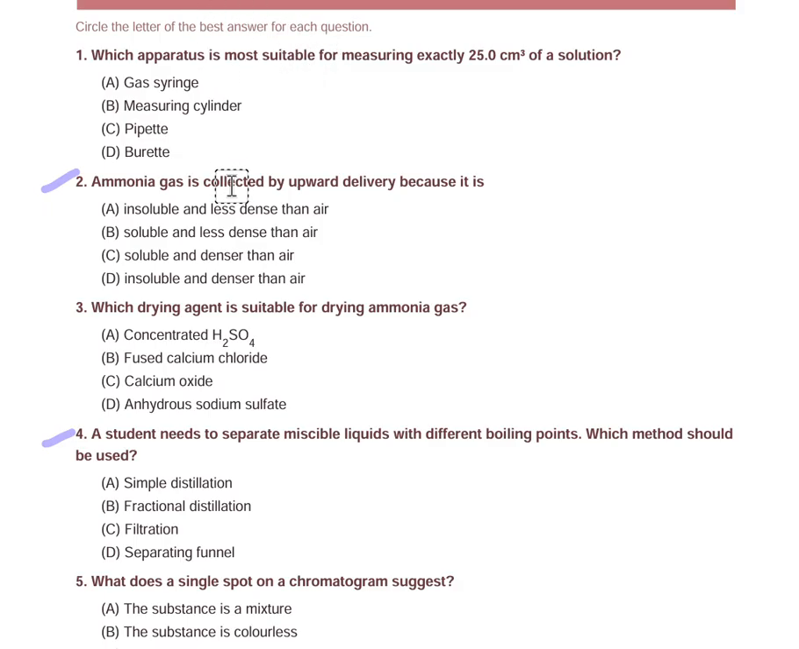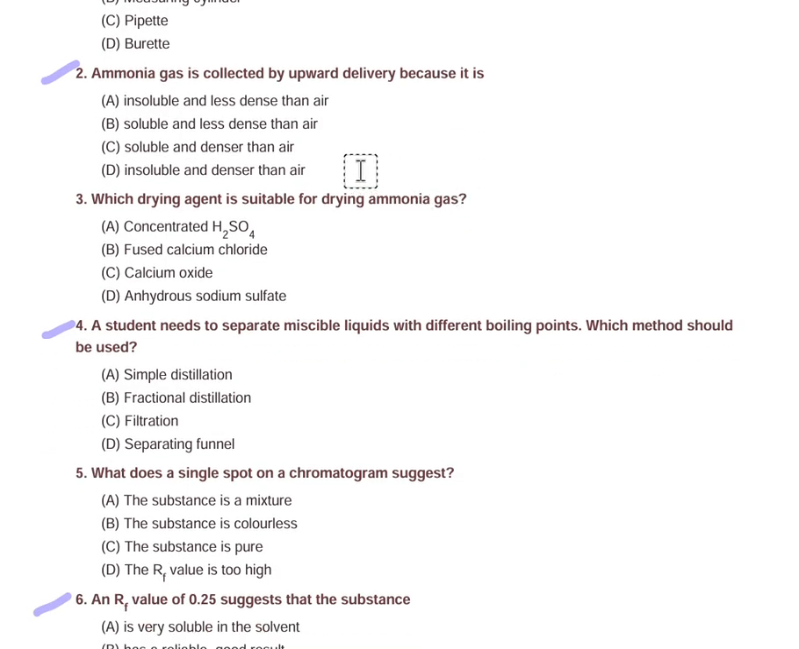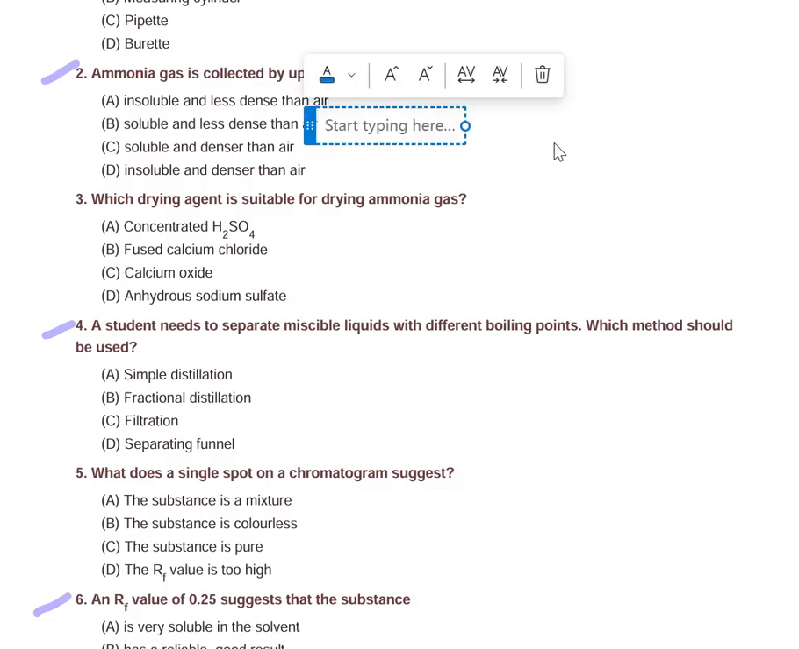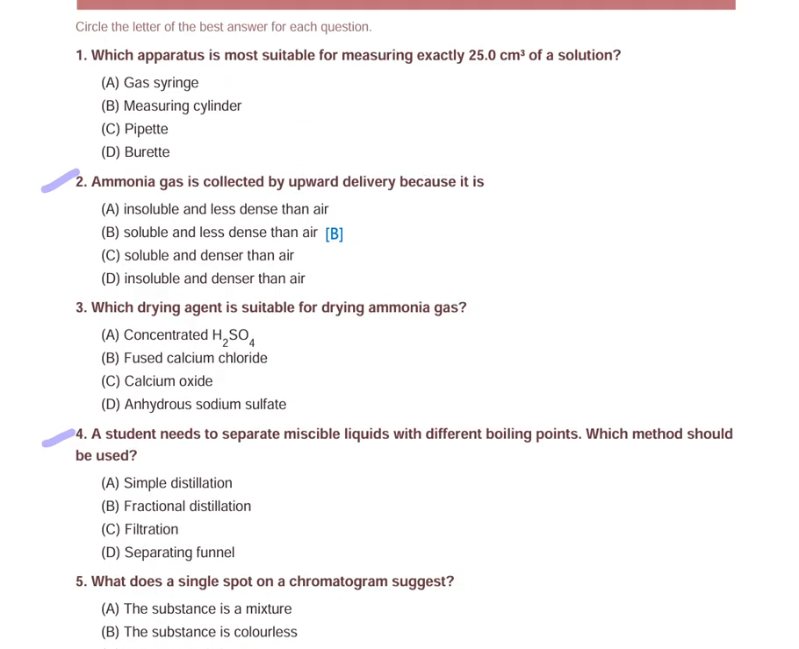Okay. So ammonia gas is collected by upward delivery because it is: A. Insoluble and less dense. B. Soluble and less dense than air. C. Soluble and denser than air. D. Insoluble and denser than air. So actually the correct answer, I think, is B. The question is why B? Because some people got it wrong. Okay, the answer is B.